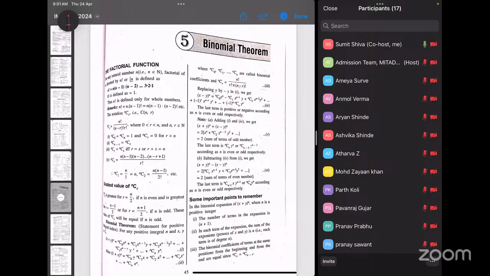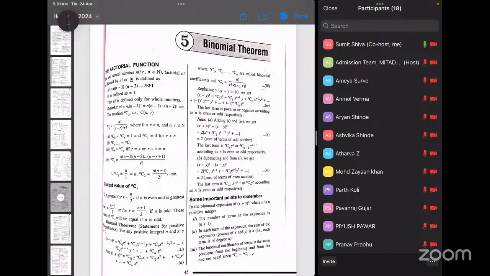Like if we have a plus b raised to power 0, it will be 1. If we have a plus b raised to power 1, it will be same as a plus b. And if we have a plus b raised to power 2, it will be a square plus 2ab plus b square. Similarly, it will be for a plus b raised to power 3, power 4 and so on. We can deal with a plus b raised to power 1, 2, 3, 4 also.